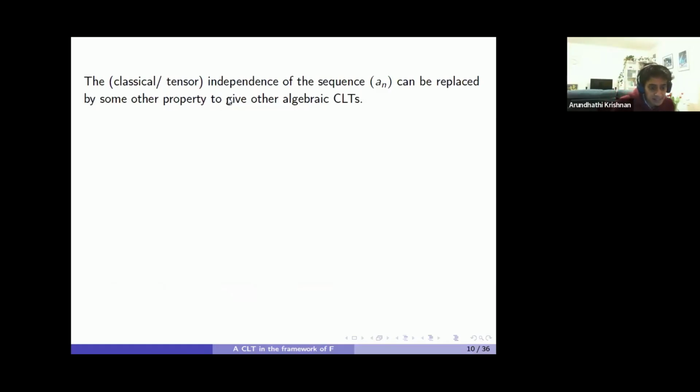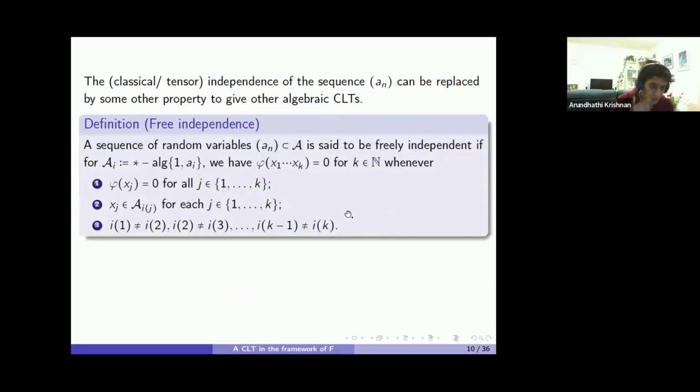So we're going to replace this classical independence of the sequence a_n by some other property. And that property that we're first going to look at, or the property looked at by Voiculescu in the 1980s, was the notion of free independence. So the definition of free independence, I suppose if you look at it, it doesn't seem immediately intuitive, but let's have a look anyway. A sequence of random variables a_n in A, so A is just a star algebra here, you'd say a_n is freely independent if the following happens. So we first take capital A_i to be the star algebra generated by the identity and little a_i.